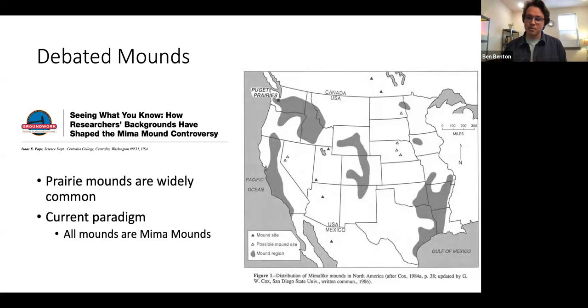And I think that contributes to why the history of these mounds is so controversial, because everybody's describing unique origins for their particular local mounds that they're studying. But really they all have different origins, but they're all getting called Mima mounds, which have their own particular origin.